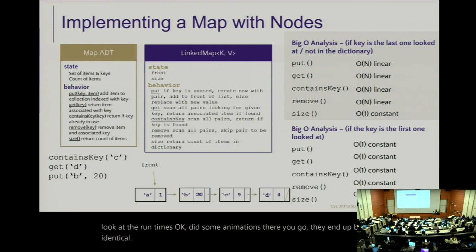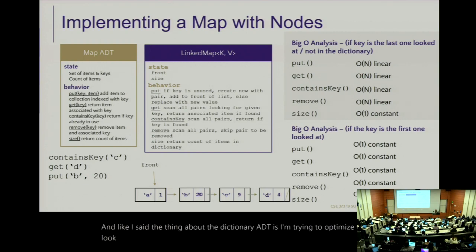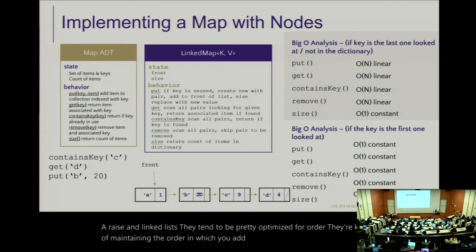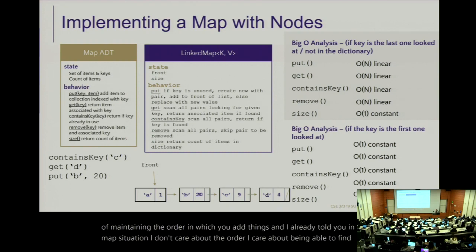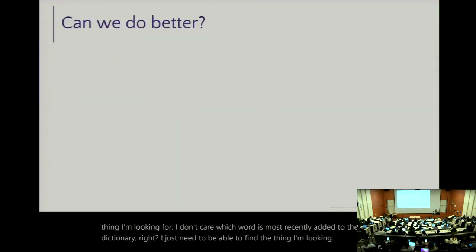And like I said, the thing about the map, the dictionary ADT, is I'm trying to optimize for lookup. And this is just really not optimized for lookup, right? Arrays and linked lists tend to be pretty optimized for order. They're maintaining the order in which you add things. And I already told you in the map situation, I don't care about the order. I care about being able to find the thing I'm looking for. I don't care which word is most recently added to the dictionary, right? I just need to be able to find the thing I'm looking for. So can we do better?